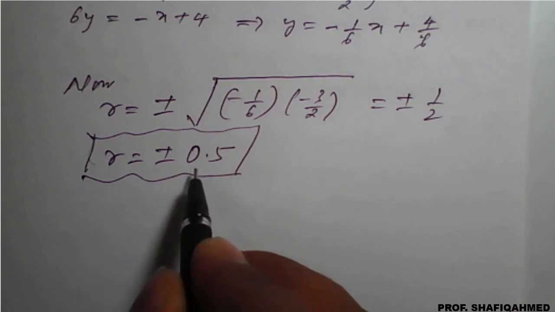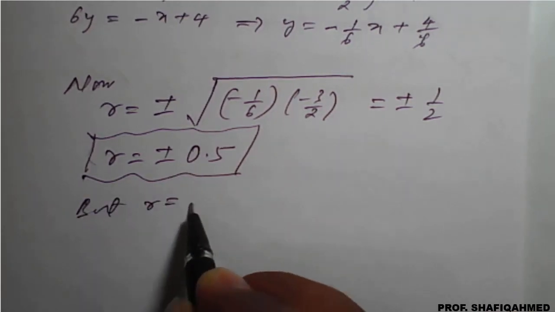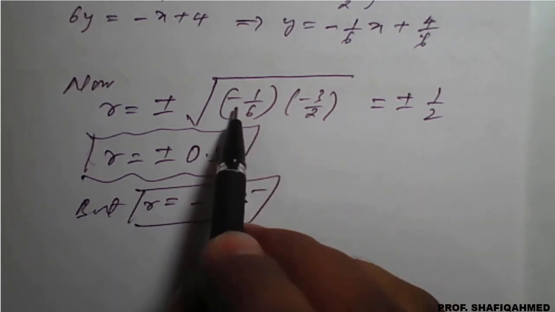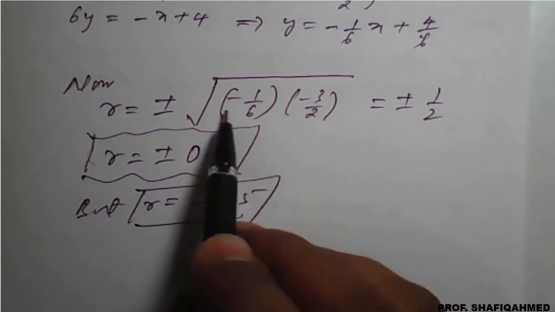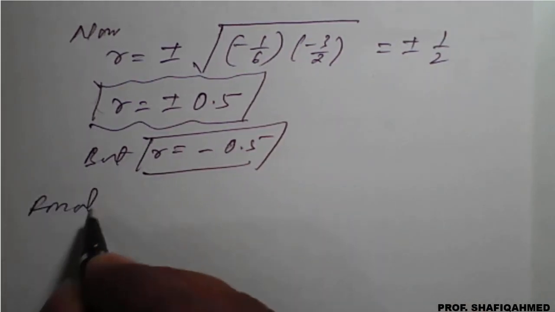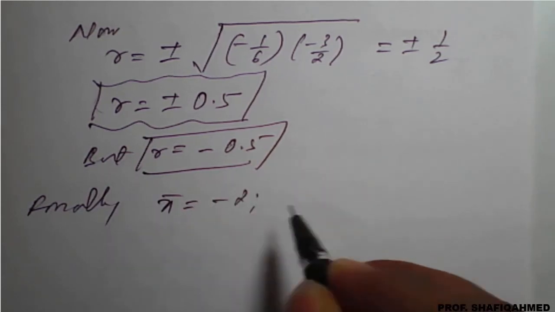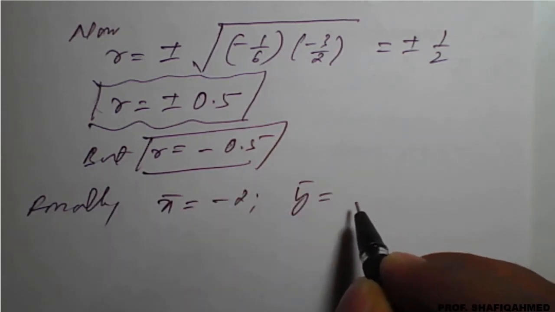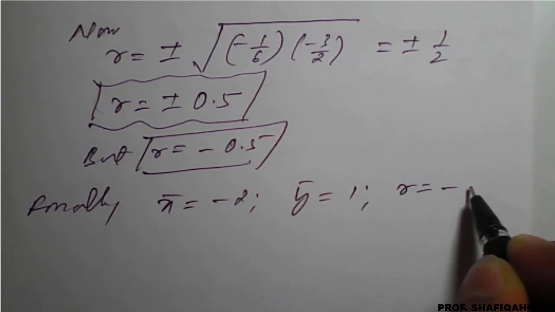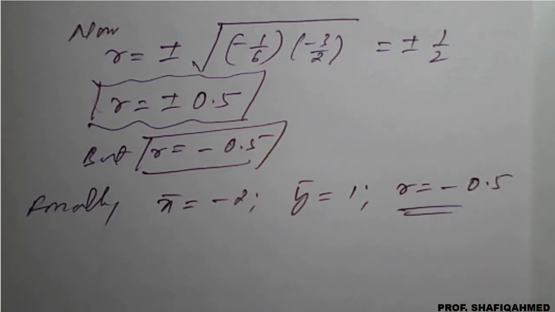So I will take the r value as minus 0.5, because our coefficient of x and coefficient of y are both negative. Therefore finally, the x bar value is minus 2, the y bar value is 1 and the r value is minus 0.5. So this is the required solution.